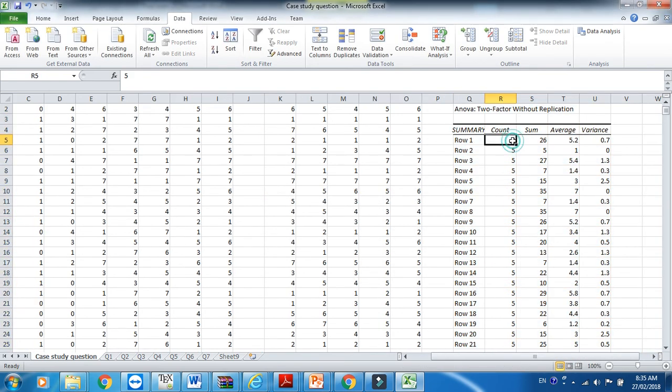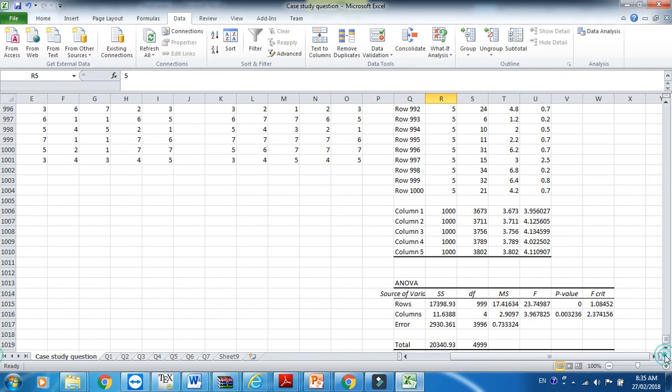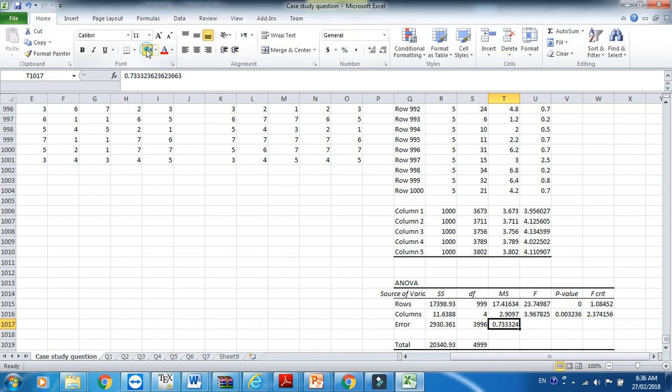Make sure that you get the number 5. If you select the labels, you are going to get 4 and your answers are wrong, so make sure that you get 5 over here. This is one of the things that you need to check, a common mistake. The most important thing for us is the ANOVA table over here. In the ANOVA, the important numbers are these two: mean square of error and mean square of rows.